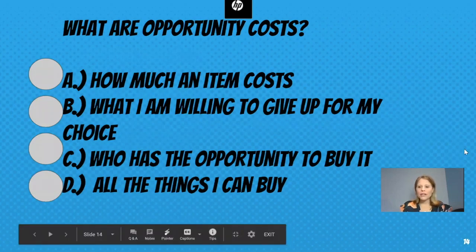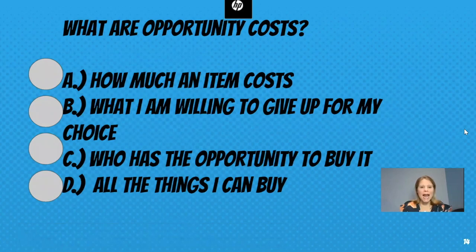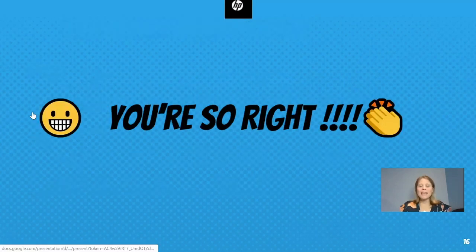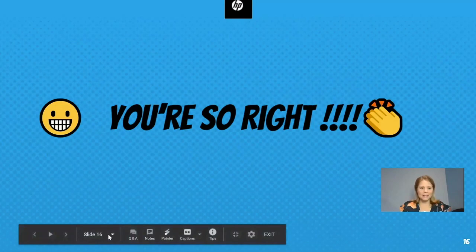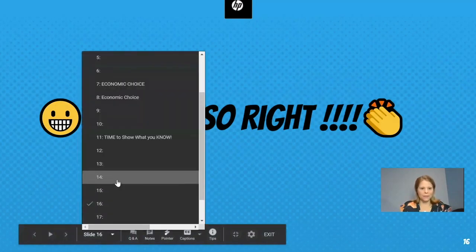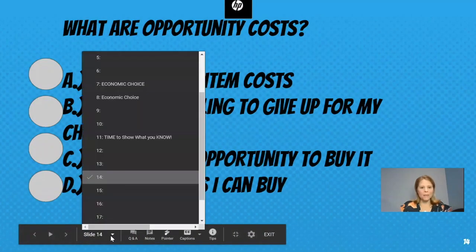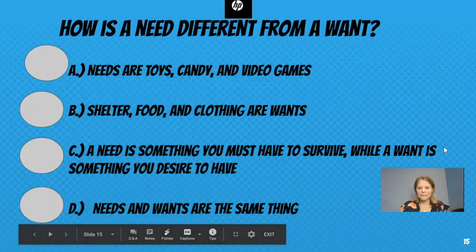What are opportunity costs? Is it A, how much an item costs, B, what I am willing to give up for my choice, C, who has the opportunity to buy it, or D, all the things I can buy? What do you think? All right, good job. B, yes. Okay. Oh, we already did that one. Here's our last question. Are you ready?